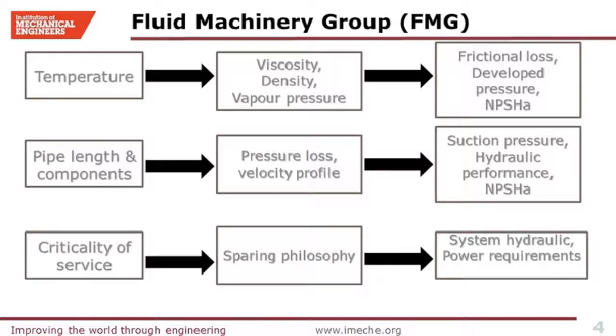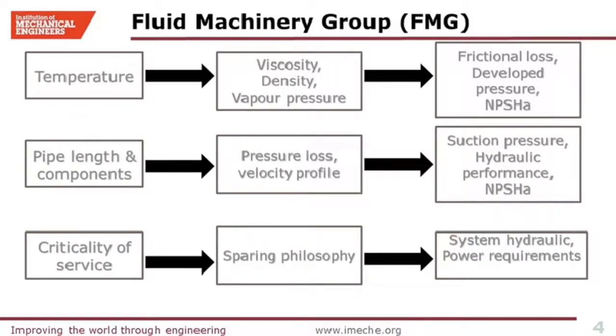For example, by changing the pumping temperature, the physical properties of the liquid will change, and consequently the frictional loss, delta P across the pump and NPSH available will change. The next one on the list, for example, is pipe lengths, the number of piping components, for example, number of bends, valves in the system. If we change those, then that will change the pressure loss, and that will influence the velocity profile in the system. As a result, the suction pressure, hydraulic performance, NPSH available, all will be impacted.